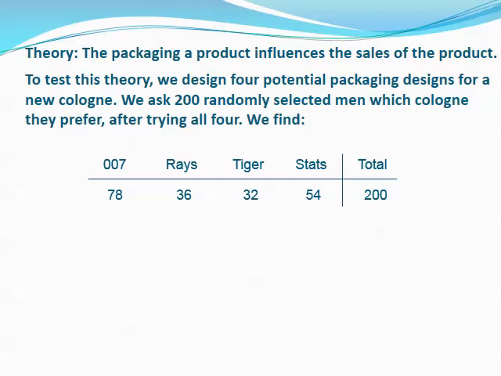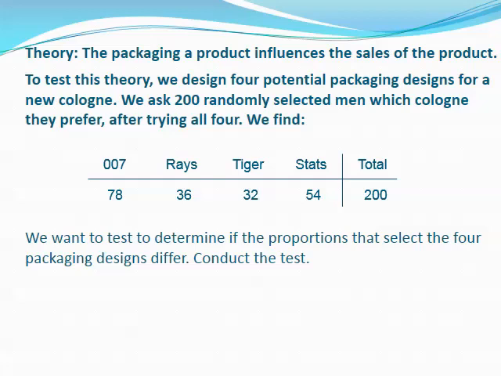We want to test to determine if the proportions of selected 4 packaging designs differ. Because if the numbers are the same, it would seem to indicate that the packaging of a product doesn't matter. If the numbers are different, well, it's the same cologne, so it would have to be due to the packaging. So here's what I want you to do. What's the null and the alternative we want to test? I expect you to be able to come up with the null and the alternative. I want you to specify the proportions. If the packaging of the product doesn't influence sales, let me say it that way. If the packaging doesn't matter, shouldn't we get the same proportion in each?